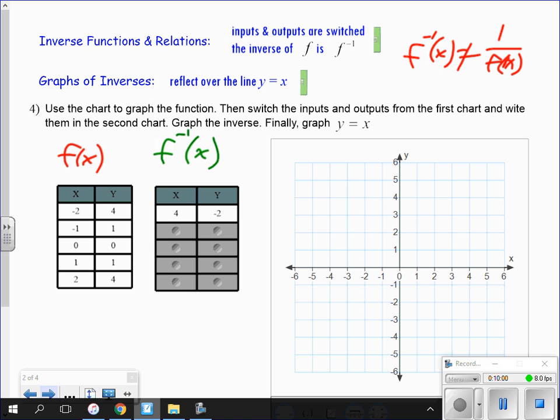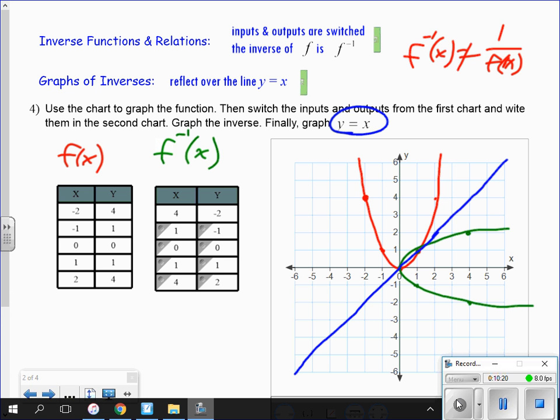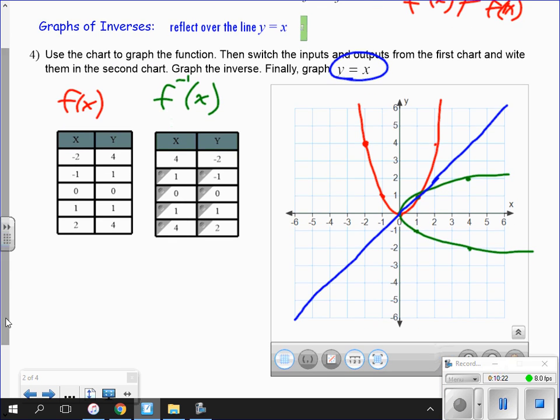Graph f. Plot the points. Swap all the points. Graph f inverse. And for snorts and giggles, graph the line y equals x as well. All three of those on that graph. Okay. So by magic, it's done. Whoever's watching a video at home, all of a sudden, boom, it's done.